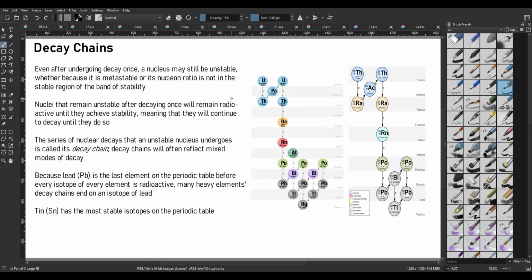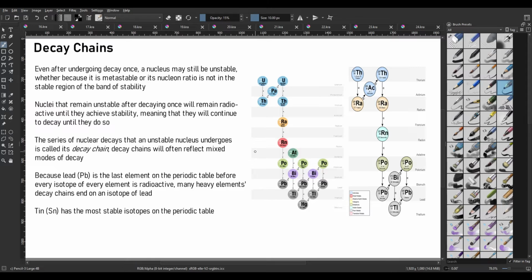So now that we've learned about how individual nuclear decays work and their properties and how those work on a conceptual level, we're going to be looking at decay chains. So let's read what the slide says. Even after undergoing nuclear decay once, a nucleus may still be unstable, which we've talked about, whether because it is metastable, because it has extra energy, or its nucleon ratio is not in the stable region on the band of stability. And remember, that just maps out proton versus neutron numbers in a ratio. Nuclei that remain unstable after decaying once will remain radioactive. They will remain unstable until they achieve stability, meaning that they will continue to decay until they get there.